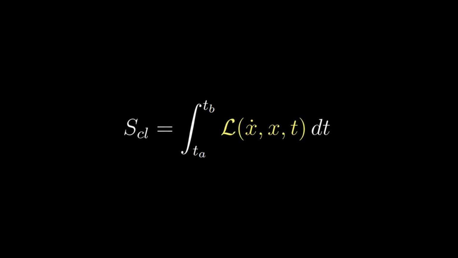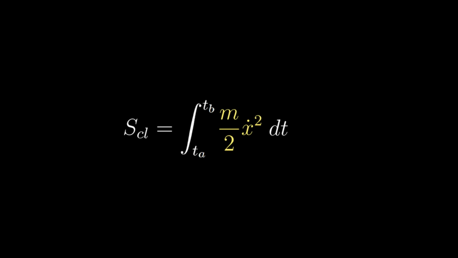To solve this, let's take a look at equation 2.1, which states that the action is the time integral of the Lagrangian from a beginning time t sub a to an ending time t sub b. If you don't know what a Lagrangian is, it's just a function that describes the state of a particle in terms of its position and the time derivatives of that position. Plugging in the Lagrangian of the free particle into this integral gives us this expression.